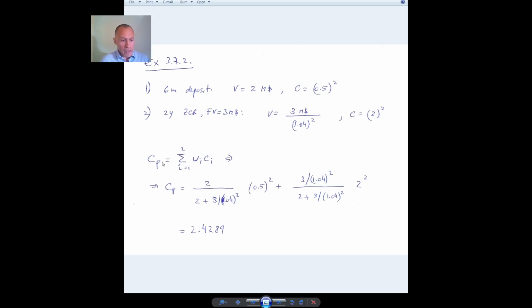Then the convexity of the portfolio of these two assets is, again, the weighted average of the convexities. So the first asset, the deposit, has a value of 2 over the total value of the portfolio times the convexity of the first one. The second asset has a value like this, that we just computed here, over the total value of the portfolio. So this is the weight in the second asset times the convexity of the second asset. So the total convexity of this portfolio is this number here. Okay, and I'll stop here.